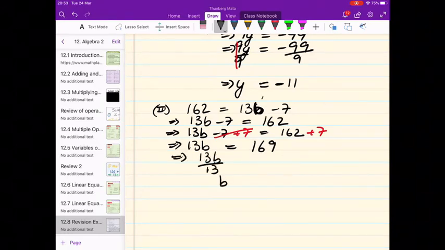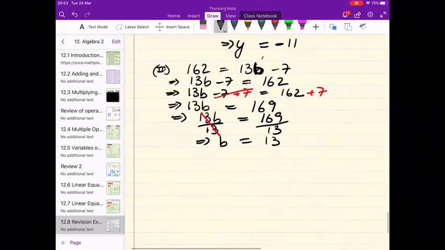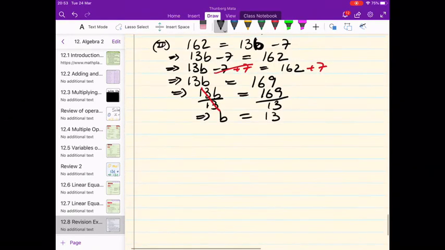So then I have 13 b's divided by 13 will leave me with a single b. But in order to do that, dividing it by 13, I'll have to divide the other side of the equation by 13 as well. So then I'll have 169 divided by 13. Well, that'll leave me at 13. Now again, you can use your calculator for that, but I know that because 13 multiplied by 13 is 169.